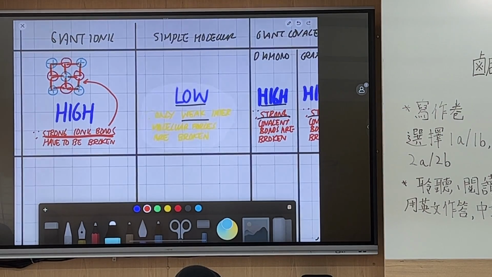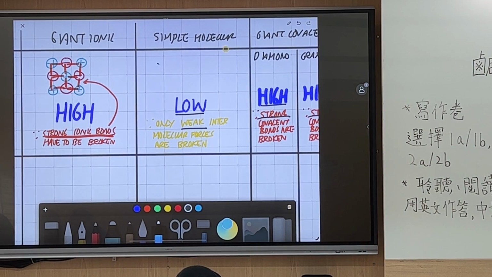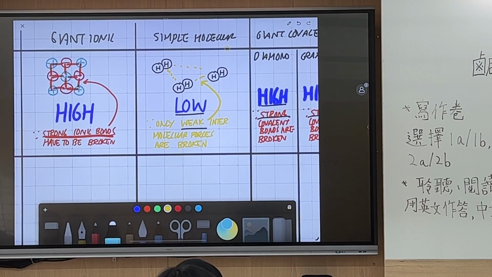When you talk about weak intermolecular force, draw two molecules here. Let's say this is H2, and this is another H2. We are talking about the breaking of these intermolecular forces. These are weak, so it doesn't take much force.